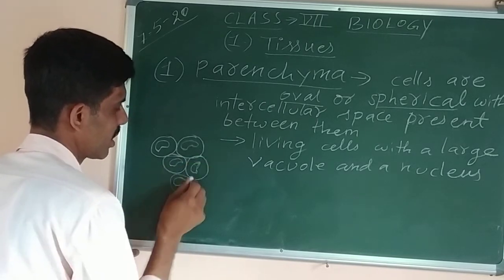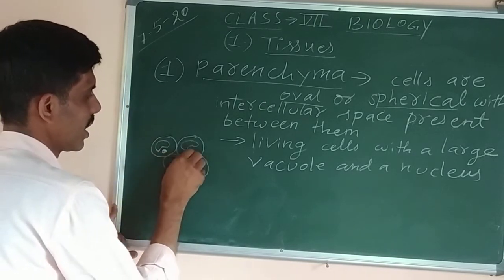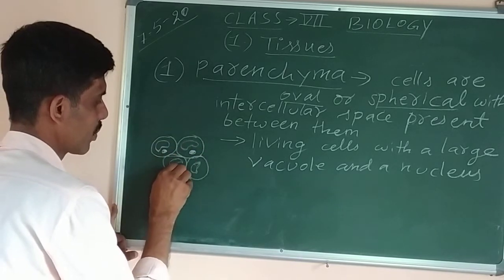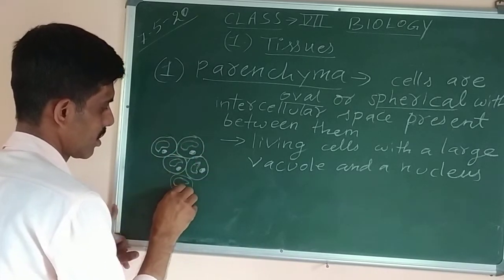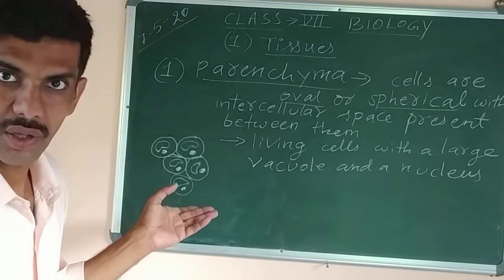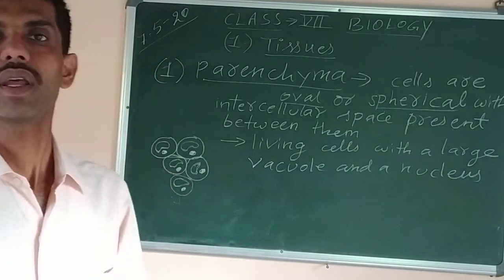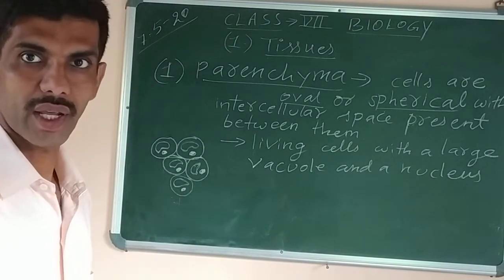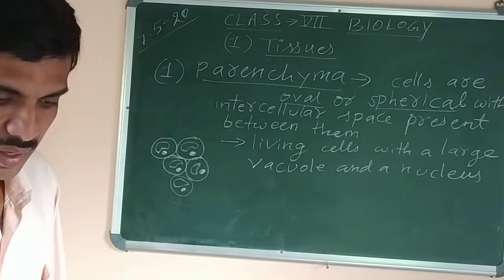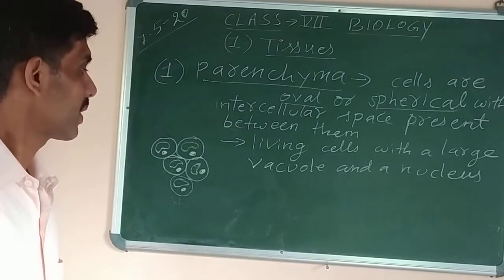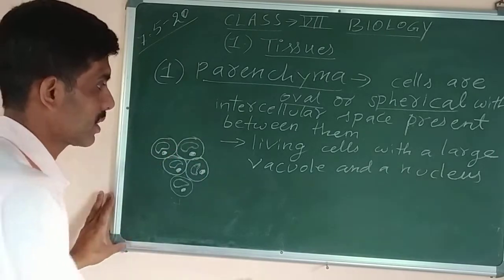A very big vacuole is there, and the nucleus is also present. This is the nucleus, the dot which I have drawn here. So they are the living cells. That's why they contain nucleus, because nucleus is the one which controls all the metabolic and hereditary activities of the cell. So they are spherical or oval. They have a large vacuole. These are the characteristics you have to learn.